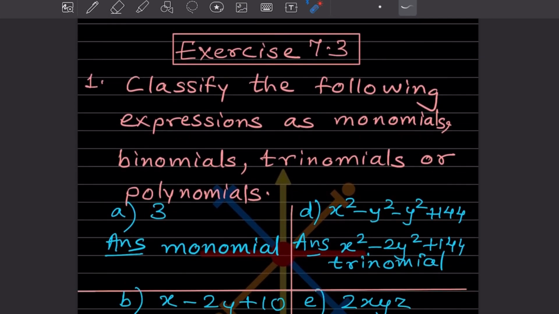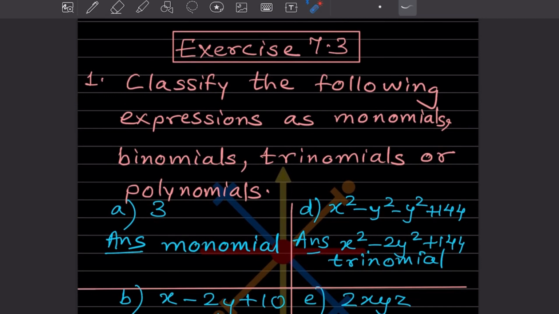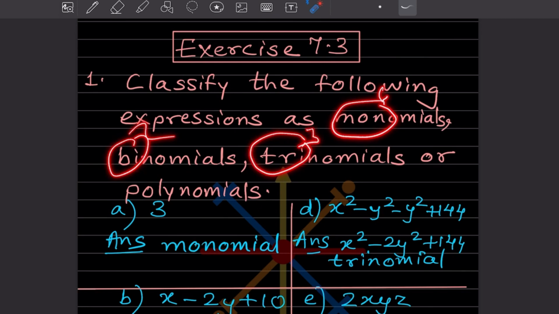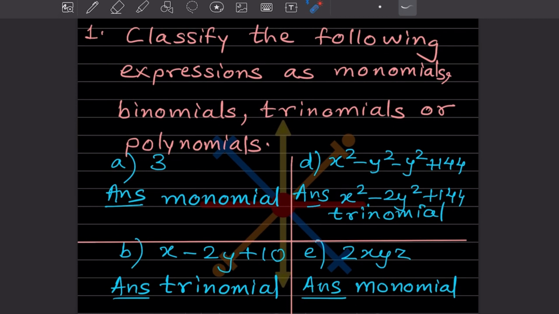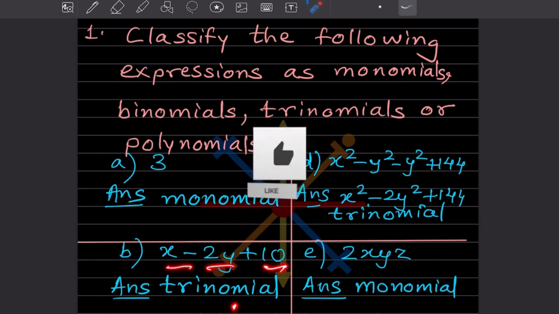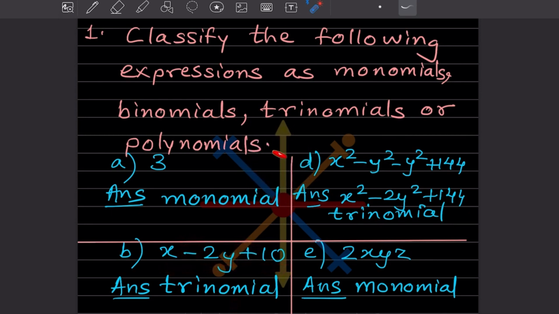So now what does this say? Classify the following expressions as monomials, binomials, trinomials, or polynomials. This was also explained in the previous video. What is mono? Mono means 1. Bi means 2, tri means 3, and poly means it can be 1 or many. Now look here. This is just 1, so we can say monomial. Now this has three terms, so we can say trinomial. Why? Because these signs are the separators. Before and after them, we have to see what is there. So there are three terms.